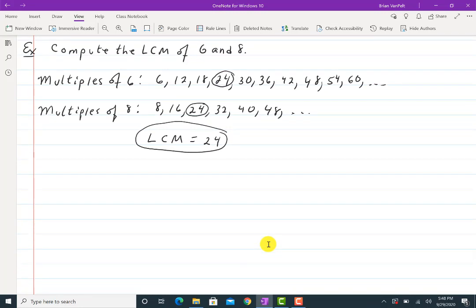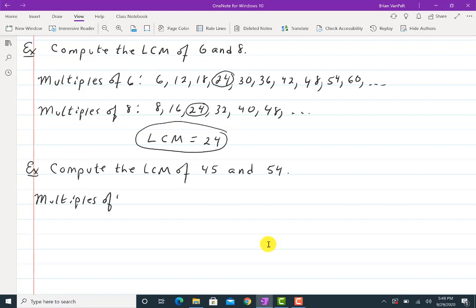Let's do another one. Compute the LCM of 45 and 54. So let me start with the multiples of 45. So I'm going to count by 45s.